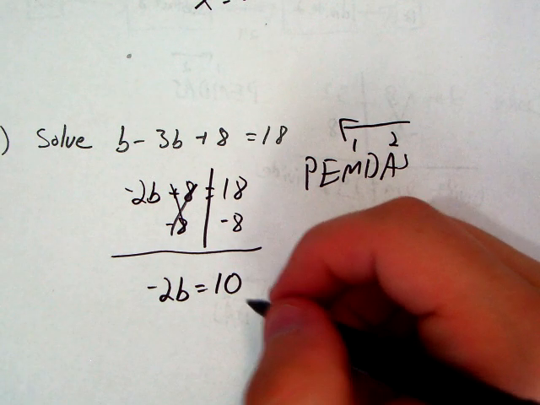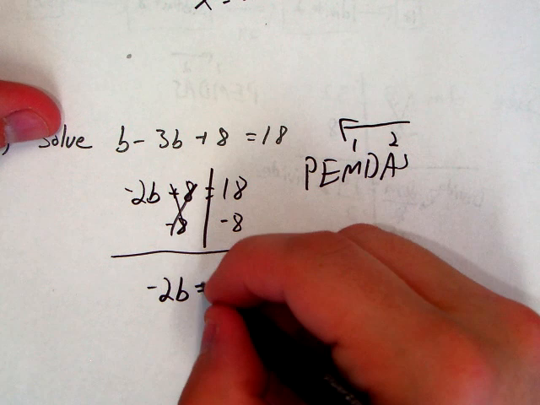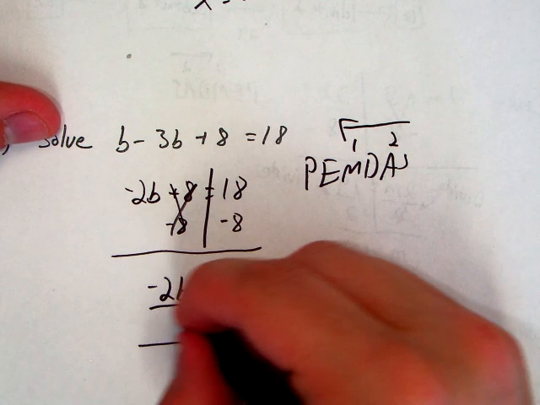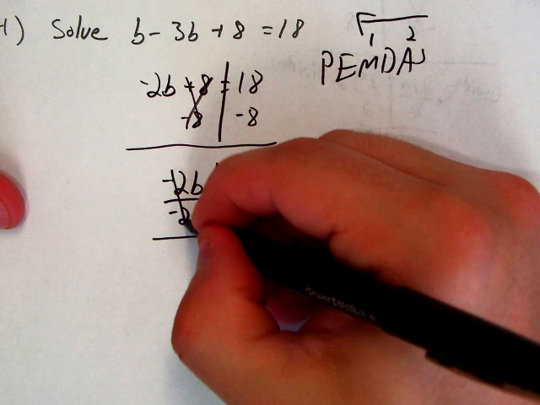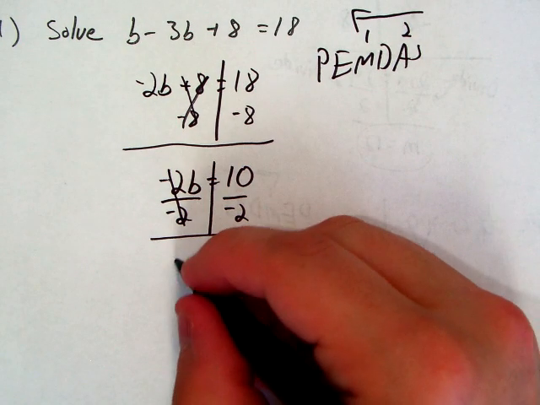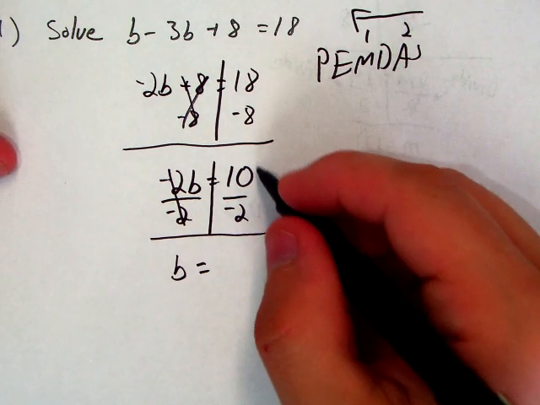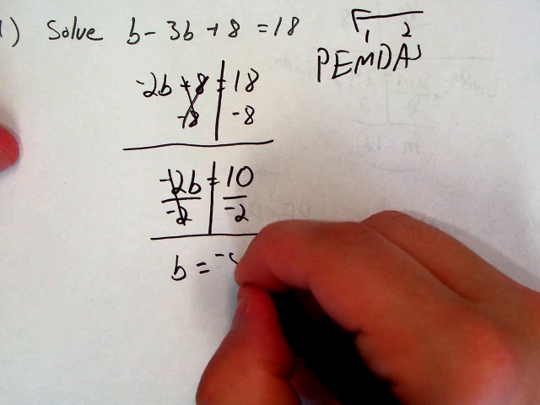Next thing I need to undo is this multiplication. So instead of multiplying by negative 2, I'm dividing by negative 2. Negative 2 divided by negative 2 is just 1, and 1 times b is b. And then 10 divided by negative 2 would be negative 5.